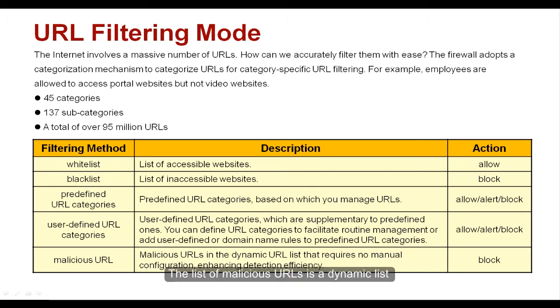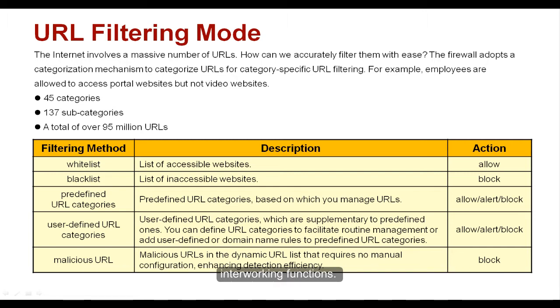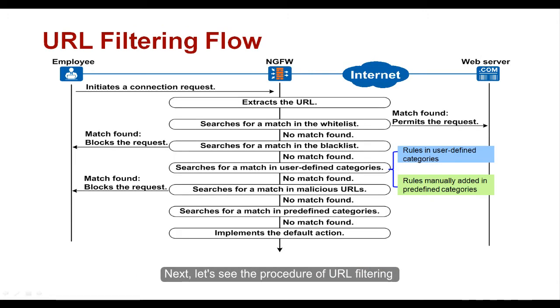The list of malicious URLs is a dynamic list that does not require manual configuration. Instead, it is generated based on the feedback of the antivirus and sandbox interworking functions. This improves the detection efficiency of the firewall. Next, let's see the procedure of URL filtering.